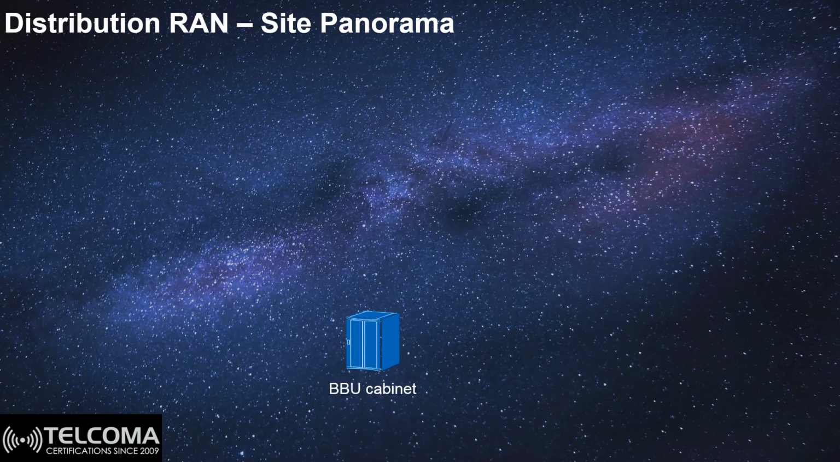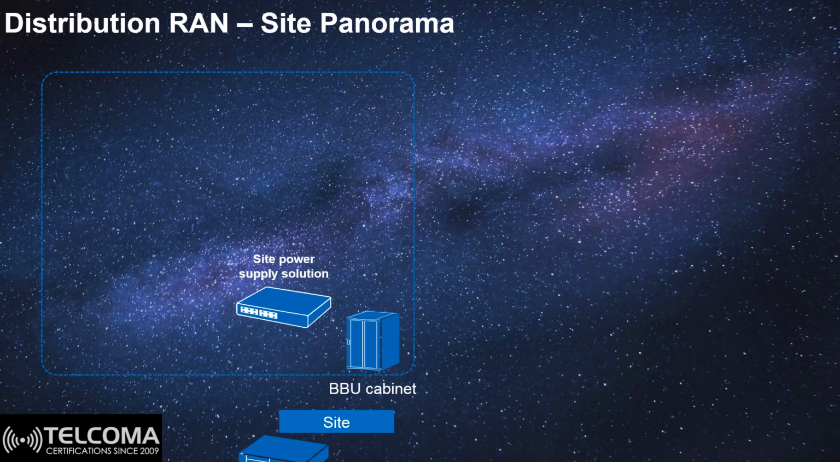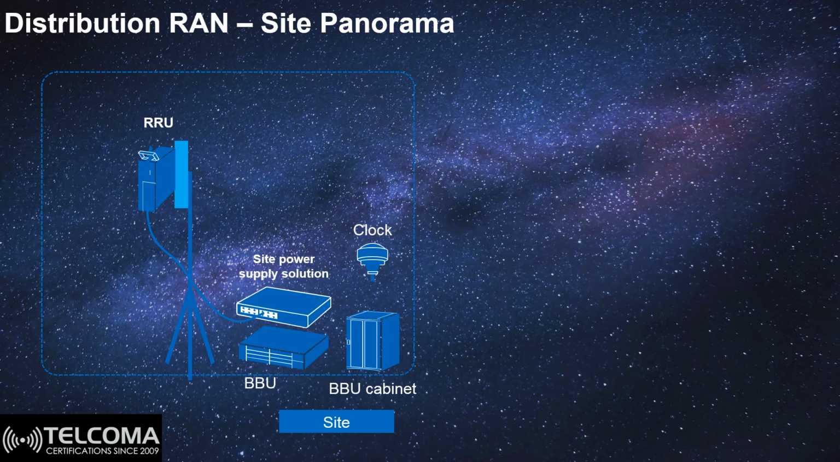Distributed RAN means that when you are deploying your sites, the site consists of your BBU cabinet, your power solution, and your BBU solution, and then the power solution, the BBU and the RRU are connected through power. And then you have the synchronization, all in one place, and then you are connecting your tower and RRU to the antenna. This is a traditional deployment of 4G. Most of the 4G networks, I would say 95%, are deployed this way. And this solution, we call distributed RAN.